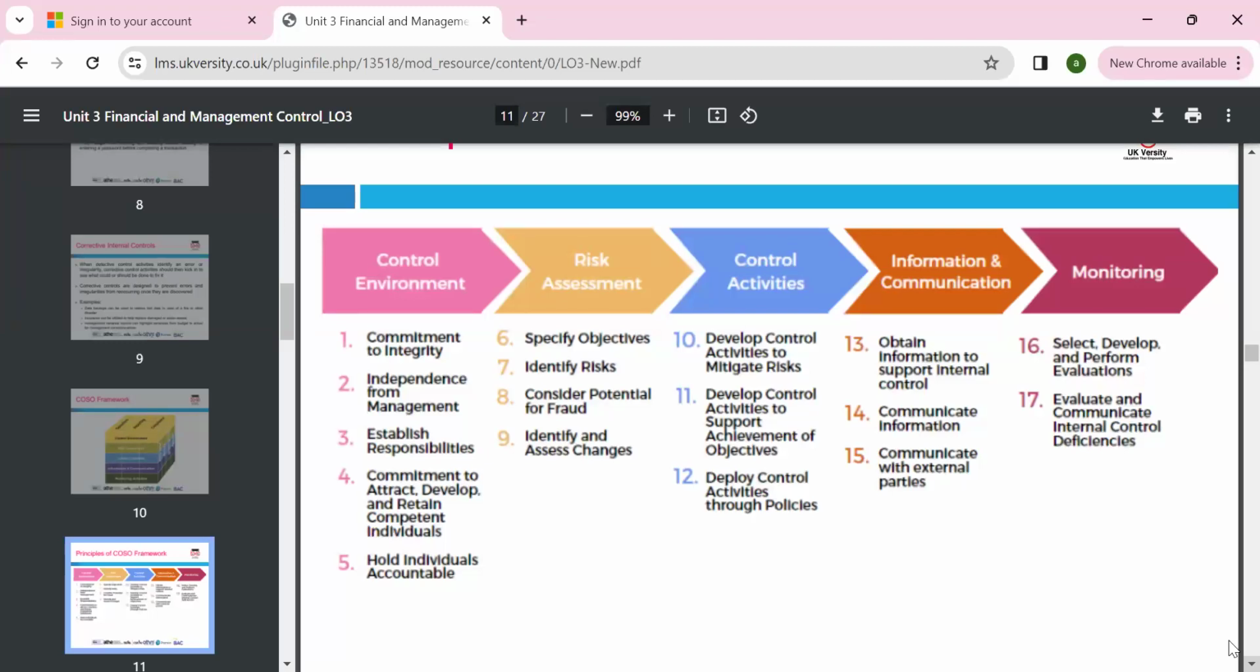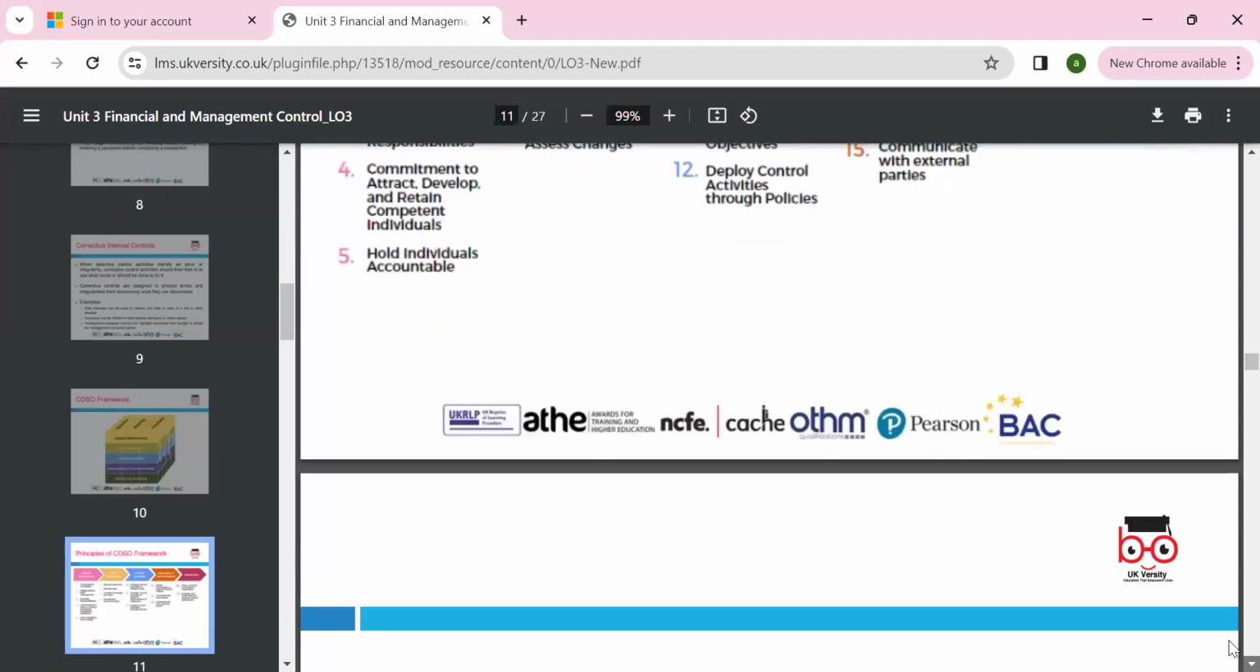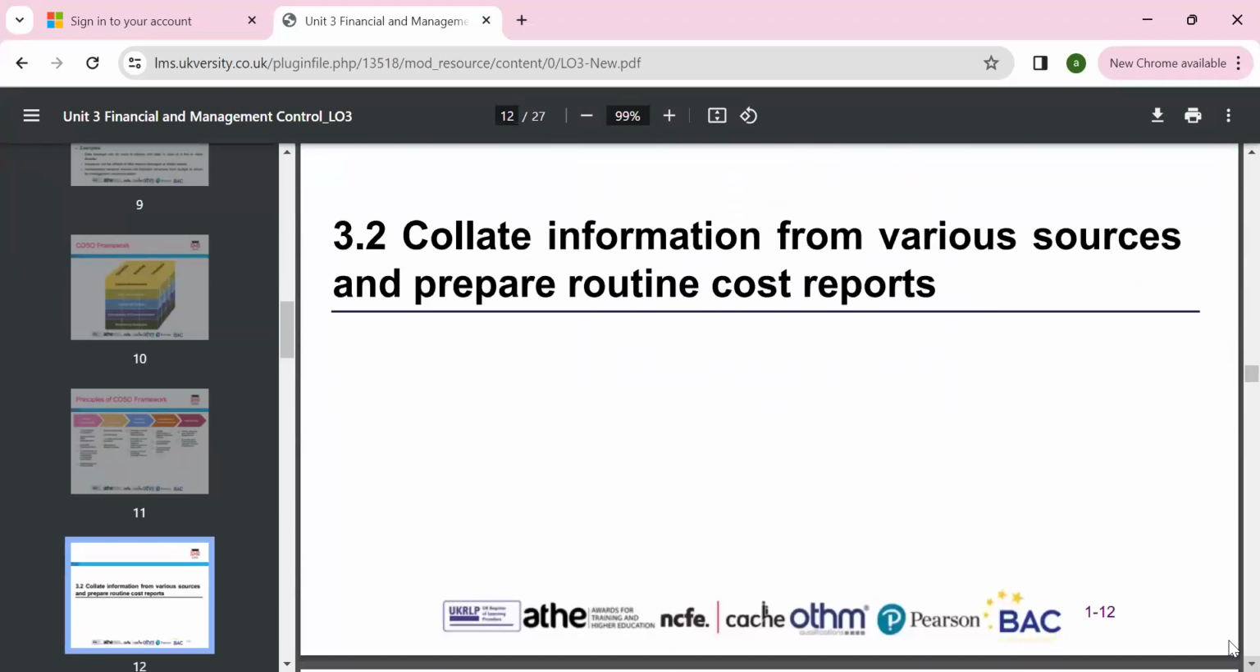Mitigate risk, which we can look around, develop the control activities that support achievement of the objective, and display control activity through policy. Obtain information to support internal control, communication of information, communication with the external parties, and selection, development, and performance of evaluation. That's quite crucial, which we need to carry out. So 3.2, we can collect information from various sources and prepare the routine cost report.